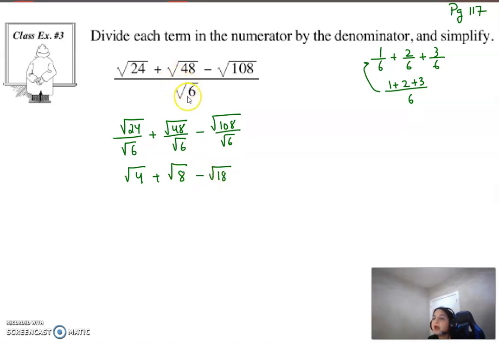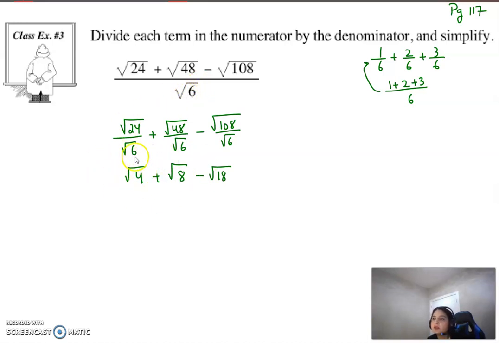I would use this method only if I knew that my denominator does in fact divide into each numerator nicely and evenly. If it doesn't, we do have other methods that we're going to learn. But this definitely is an easy way to quickly divide, and it's worth checking visually right away to see if this actually happens. If it does, try it. If it doesn't, then we're going to learn some other methods.